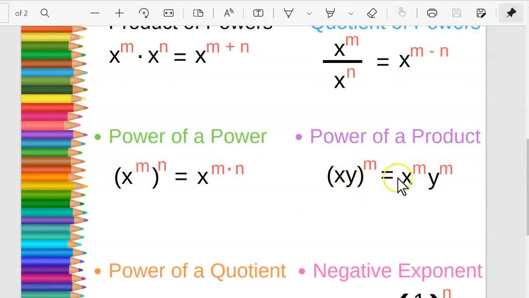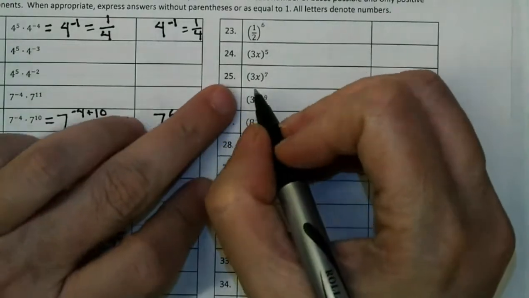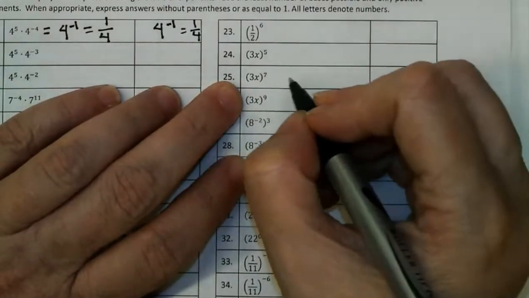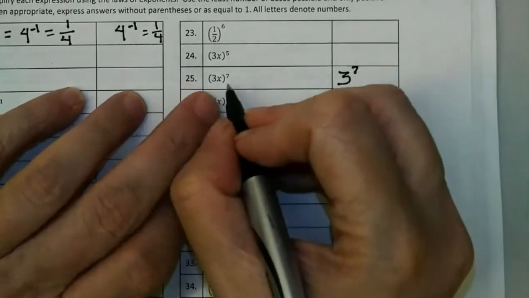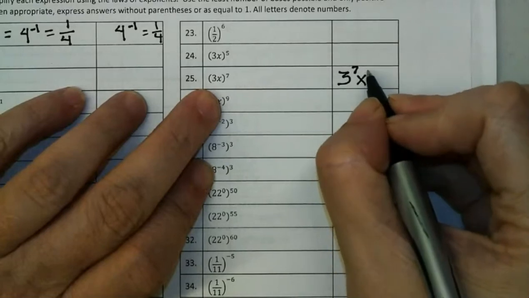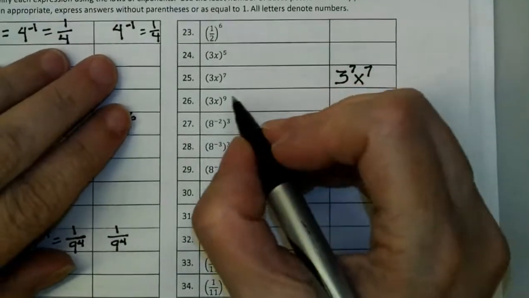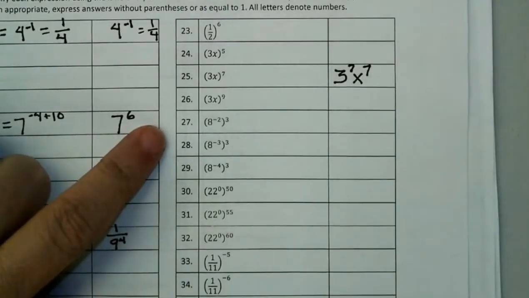And it says I need to take whatever this first value is and raise it to the m power, and then whatever that y value is and raise it to the m power. So let's apply that to our problem here. Number 25. It says that my 3 needs to be raised to the 7th power, and my x needs to be raised to the 7th power. It's distributing across both of the factors inside of the parentheses. So both of those things need to be to the 7th power.